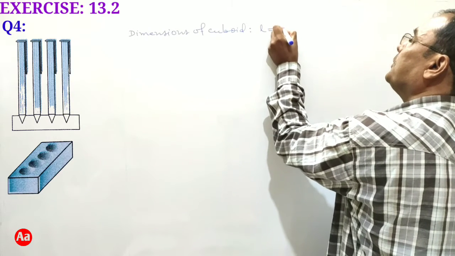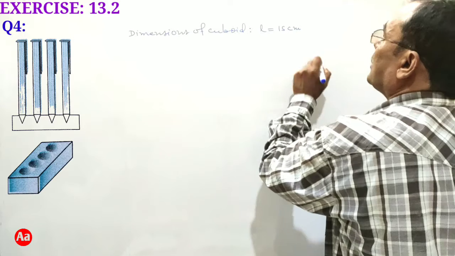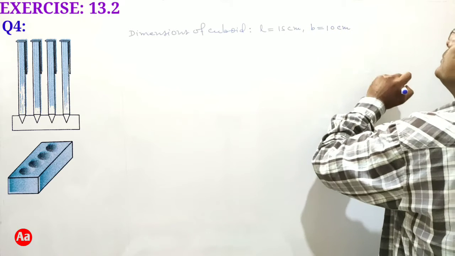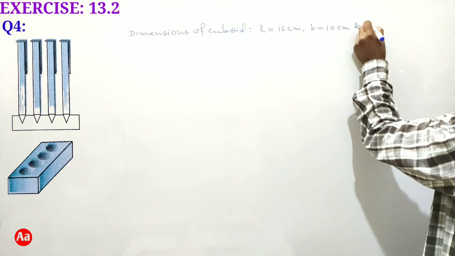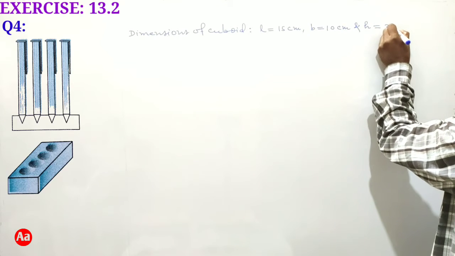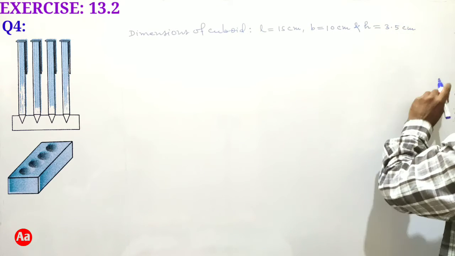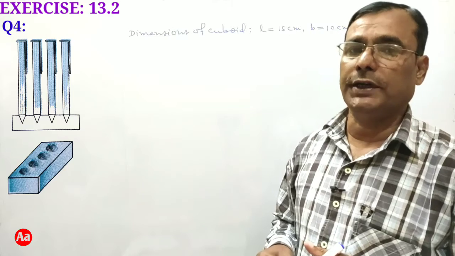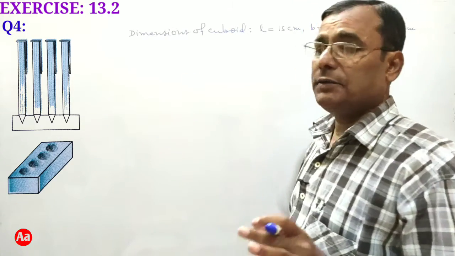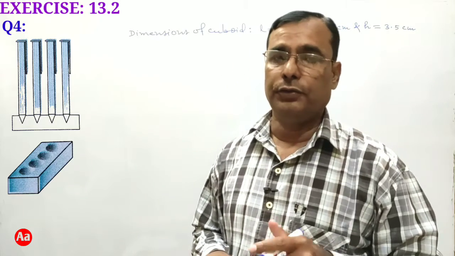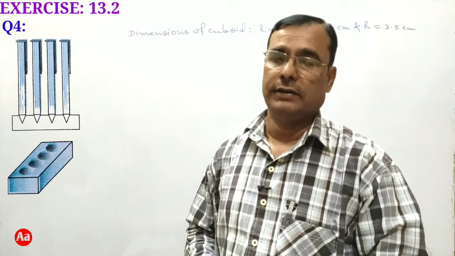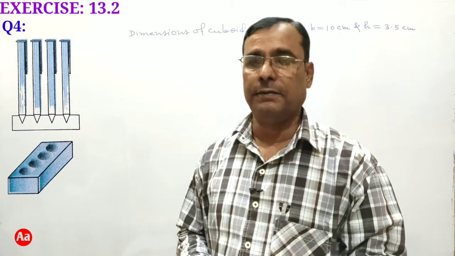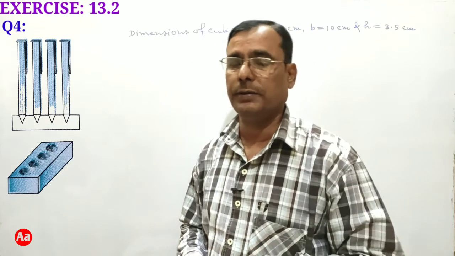That is length given 15 centimeter, breadth B given 10 centimeter and height H, let's say, is given 3.5 centimeter. So this is dimensions of the given cuboid of wood, and from that cuboid of wood 4 conical depressions are made or cut out to hold the pen, and dimensions of 4 conical depressions are also given.